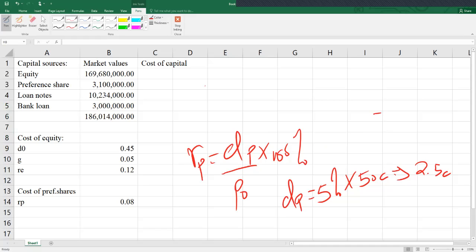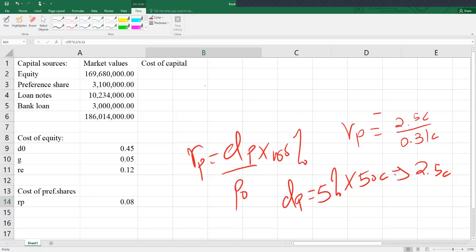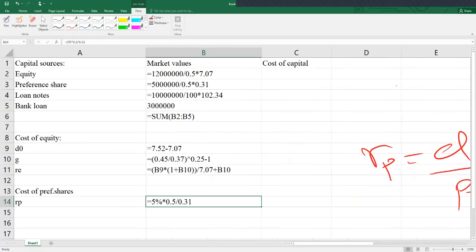Back, okay, the cost of preferred share will be equal to the preferred dividend, 2.5 cents, divided by the market value, which is that 1 cent. That therefore gives the cost of preferred share. Just refer back: 5% of 0.5, we divide by that 1 cent to give therefore the cost of the preferred shares. Clear?